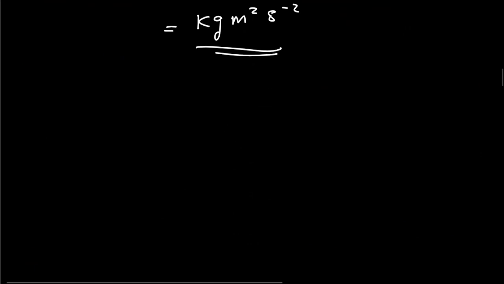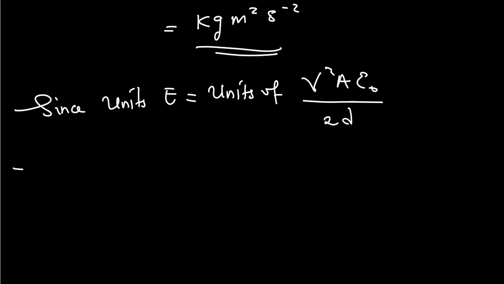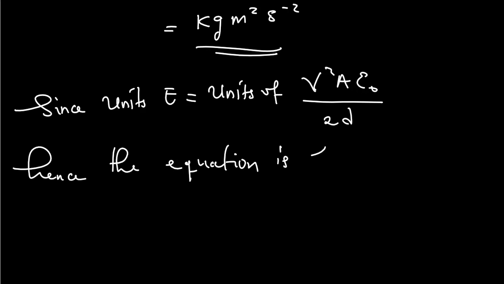So it means that this equation is homogeneous. So how then do we conclude? We say since the units of the left hand side, which is E, is equal to the unit of the right hand side, which is V squared A epsilon naught divided by 2d, hence the equation is homogeneous, as required.